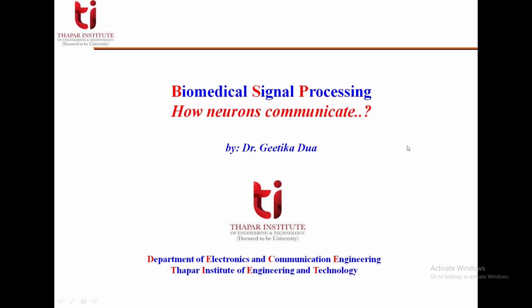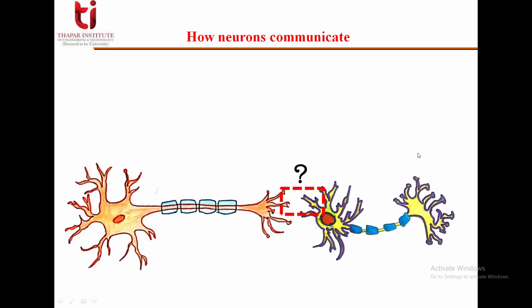Hello, dear students. In the last lecture, we discussed the nervous system and the neuron. Now, in today's lecture, we will discuss how two neurons communicate, that is, how information is transmitted from one neuron to the other. So let's begin with the introduction to how neurons communicate.